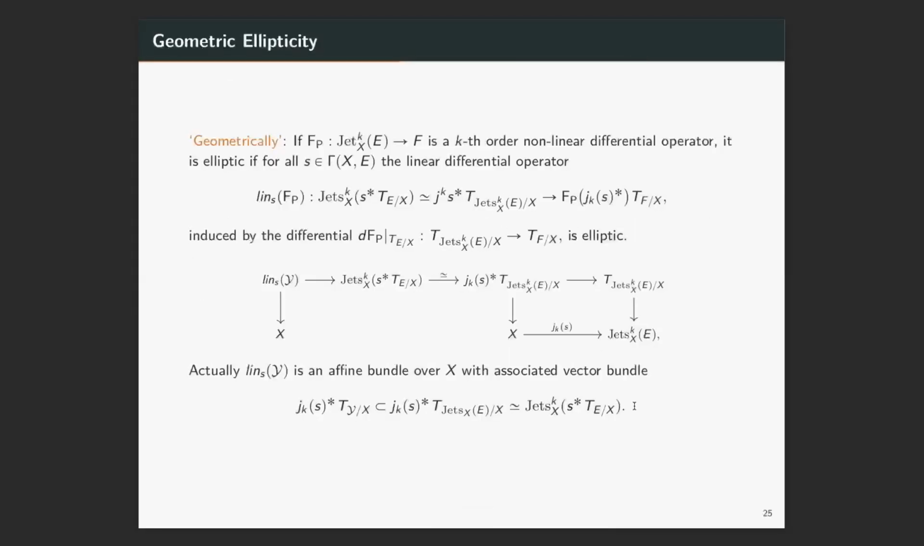So now, using this geometric linearization we saw, you can formulate what it means for a kth order operator, nonlinear, fully nonlinear, to be elliptic. If for every section, this linear operator that we saw from the previous one, induced by the differential, is elliptic. Again, this is related to vertical vector fields. But again, this is finite level. It can't be treated in full generality.